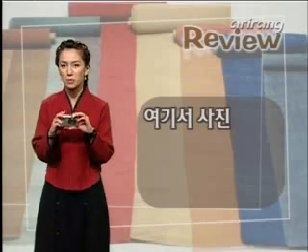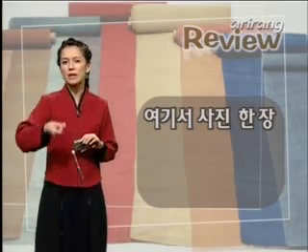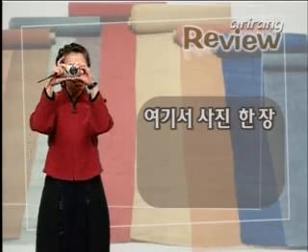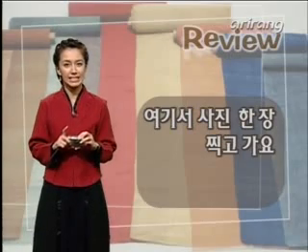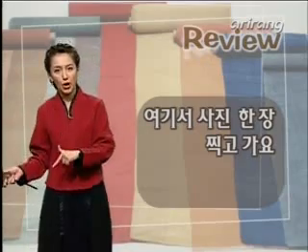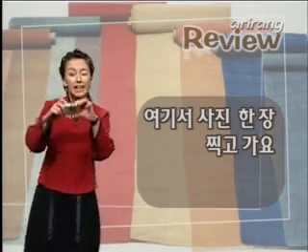All right, 여기서, right here. 여기서 사진, photograph or picture, 한 장, one photograph. Now, this is countable in Korean, so it's literally saying one page, okay? One picture, 사진 한 장, 찍고, all right, that is the verb to take a picture, okay? 찍다, 찍고 가요. Take it and go. 여기서 사진 한 장 찍고 가요.